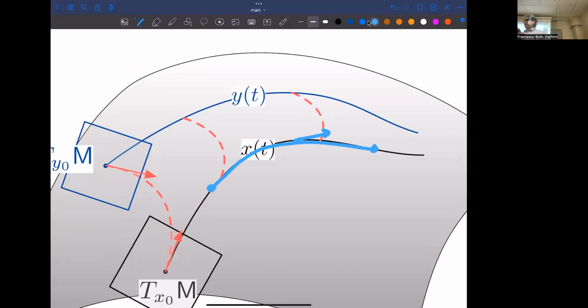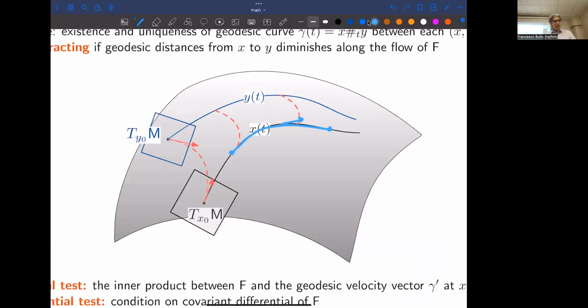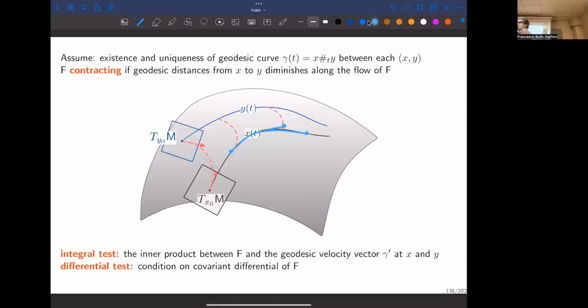And on the sphere, if you take any 2 points, you can go from one point to the other in many different ways. But I was mentioning the other day already that if you take the sphere and intersect it with a plane through the center, you get great circles, and those are the shortest paths on the sphere, the geodesics. And now you can certainly define a vector field to be contracting under the same idea as before.